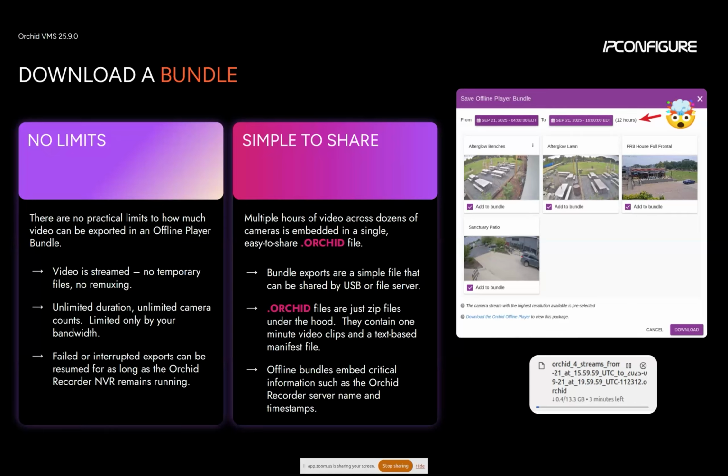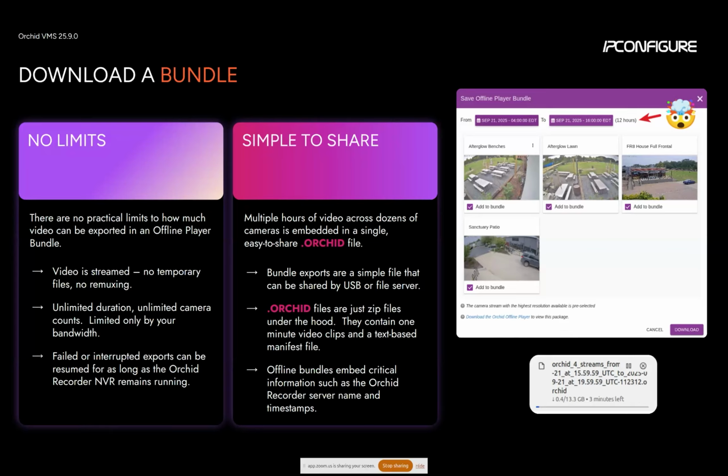Once I download this big export bundle, or small, depending on the amount of video I'm getting, it's really easy to share. It's just a single .orchid file. It can be shared with a file server, with a USB drive, or you can email it, however you share video or files. It's just a single file that you can distribute, and you can distribute it to folks who probably wouldn't have access to your Orchid VMS system. Again, the target use case is law enforcement, legal, those sorts of folks, although I'm sure there are other applications as well.